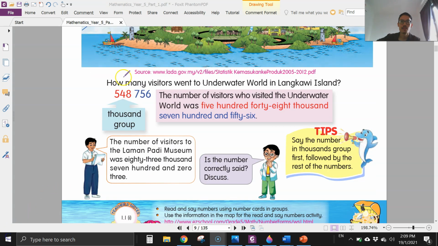756. Let's look at this question. How many visitors went to Underwater World in Langkawi Island? Now you can see that the one in red is the 1,000 group. Okay, so this one, these three numbers will tell you that it's 1,000. So you read the 1,000 group, 548,000, and then the last three numbers, 756.